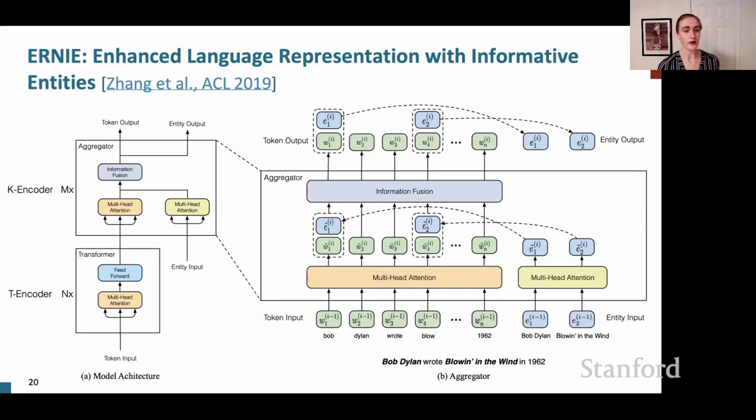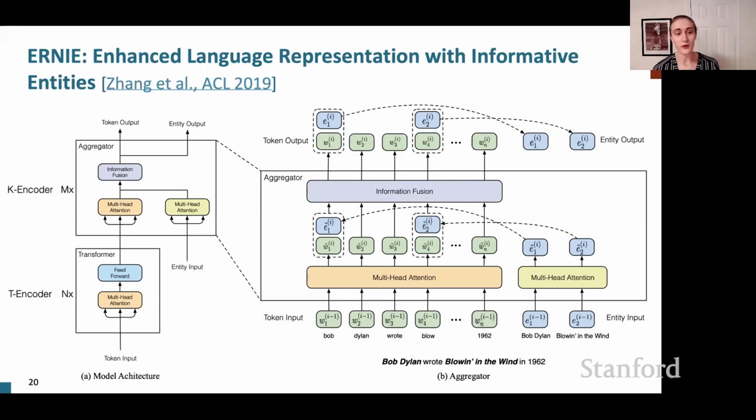So they have this example as Bob Dylan wrote Blowing in the Wind in 1962. The entities here are Bob Dylan and Blowing in the Wind. And they have a simple alignment rule where you want to align the entity to the first word in the entity phrase. So you want to align Bob Dylan to Bob, that's what the dashed line is trying to indicate, and you want to align Blowing in the Wind to blow. So here, this already assumes that entity linking has been done, and you know your entities in advance. So you can see that the entities are actually input into the model.